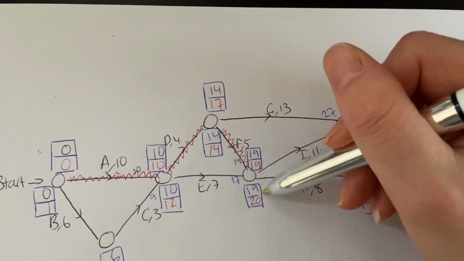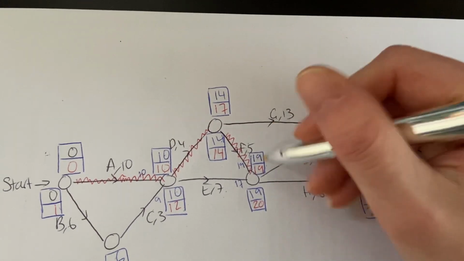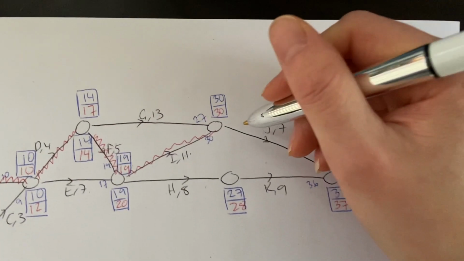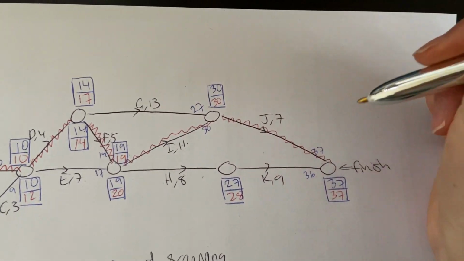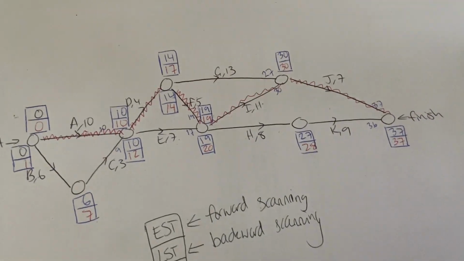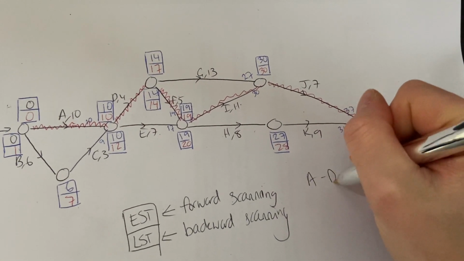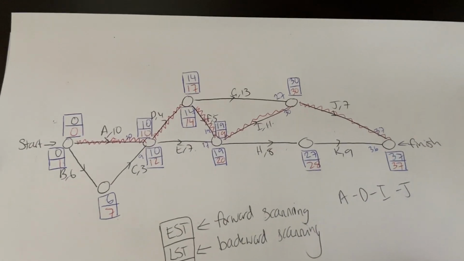Now have a look here. These are different, so H is not on the critical path. These boxes were for I. I like this one. And then there's not really anything to choose from. J is definitely on the critical path. There's your critical path. Write it out. A, D, I, J, and then we're done.